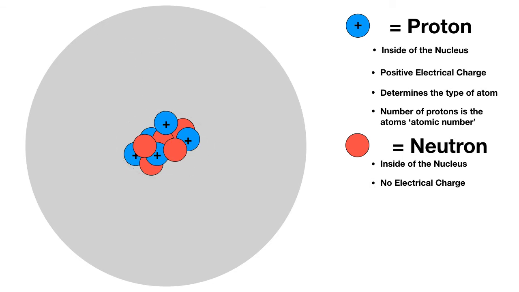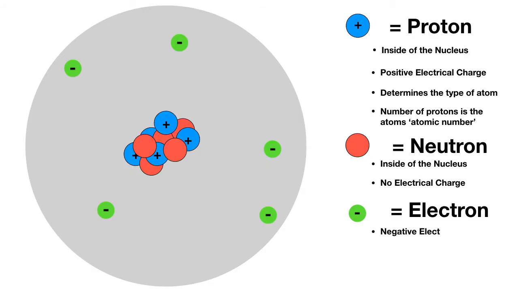Outside of the nucleus are other particles. What are these small particles that are constantly flying around the atom called? Well, these particles are called electrons. And what electrical charge do electrons have? Well, remember that electrons are the opposite of a proton. They have a negative electrical charge. And they're easy to spot because they're always flying around the atom.